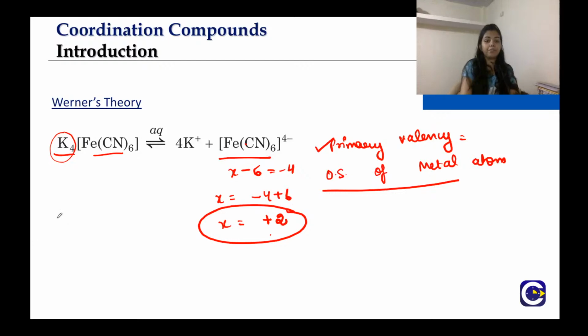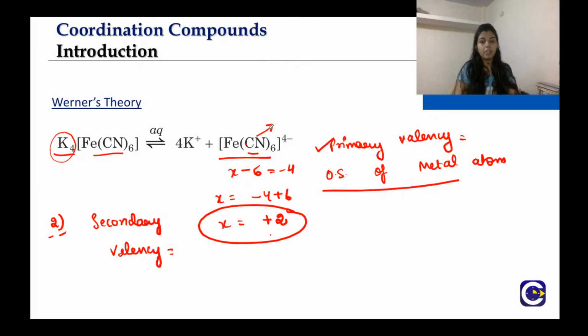Okay. Now the second one is the secondary valency. What will be the secondary valency here? The coordination number of iron will be what? 6, right? Because CN is a monodentate ligand, rather an ambidentate ligand, so it will donate only from one side, right? So the coordination number will come out to be 6, and the secondary valency will come out to be 6. I hope it is clear. Are you able to find out the primary valency and secondary valency now? Primary valency, you can keep in mind, behaves like an ionic bond, right?